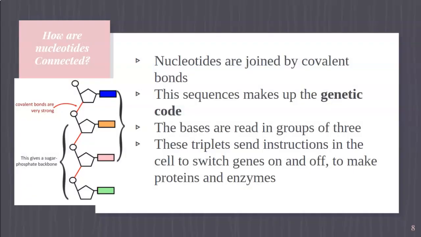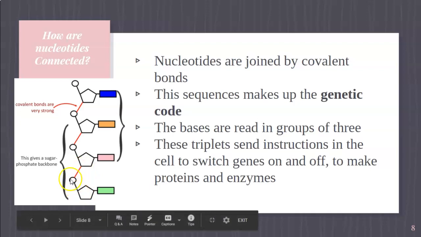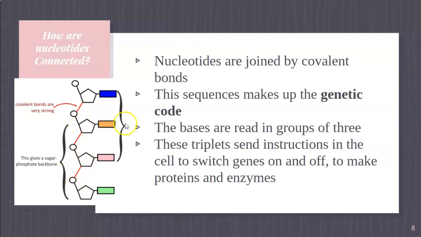So how are nucleotides connected? Well, nucleotides are connected from one to the other via covalent bonds, so a different type of bond. Whatever this sequence is that they line up in is the genetic code. And the genetic code is read in groups of 3, called codons. These triplets send instructions into the cell, and those instructions could be anything, right? They could switch genes on and off, make proteins, make enzymes, do anything. And so again, in between your nucleotides on the backbone are covalent bonds, and in between the bases from one base to another are hydrogen bonds.